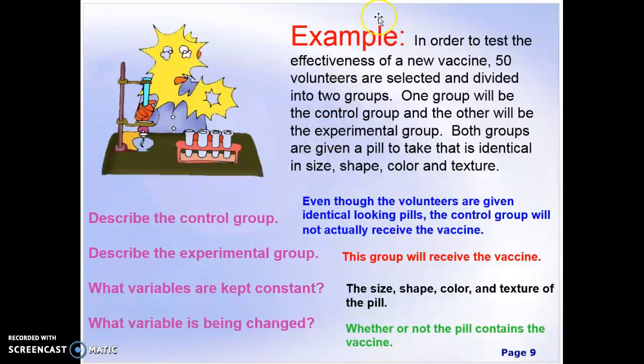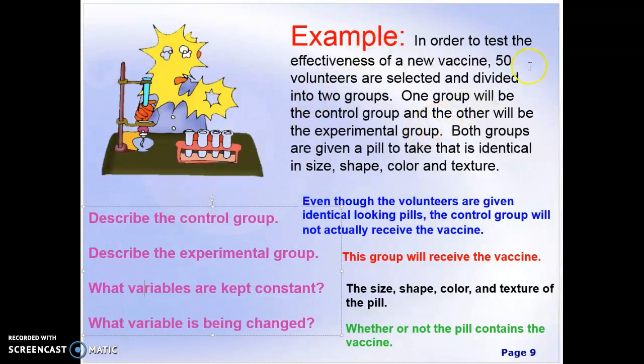A couple things you've got to write down that you're going to need to know: what variables are kept constant? Once again, a variable is just a part of the experiment, a thing that could affect the experiment. So we want to keep things constant. Remember, if I say I'm driving at a constant speed or walking at a constant pace, that means my speed is unchanging. So a constant variable means we're not changing that part of the experiment.